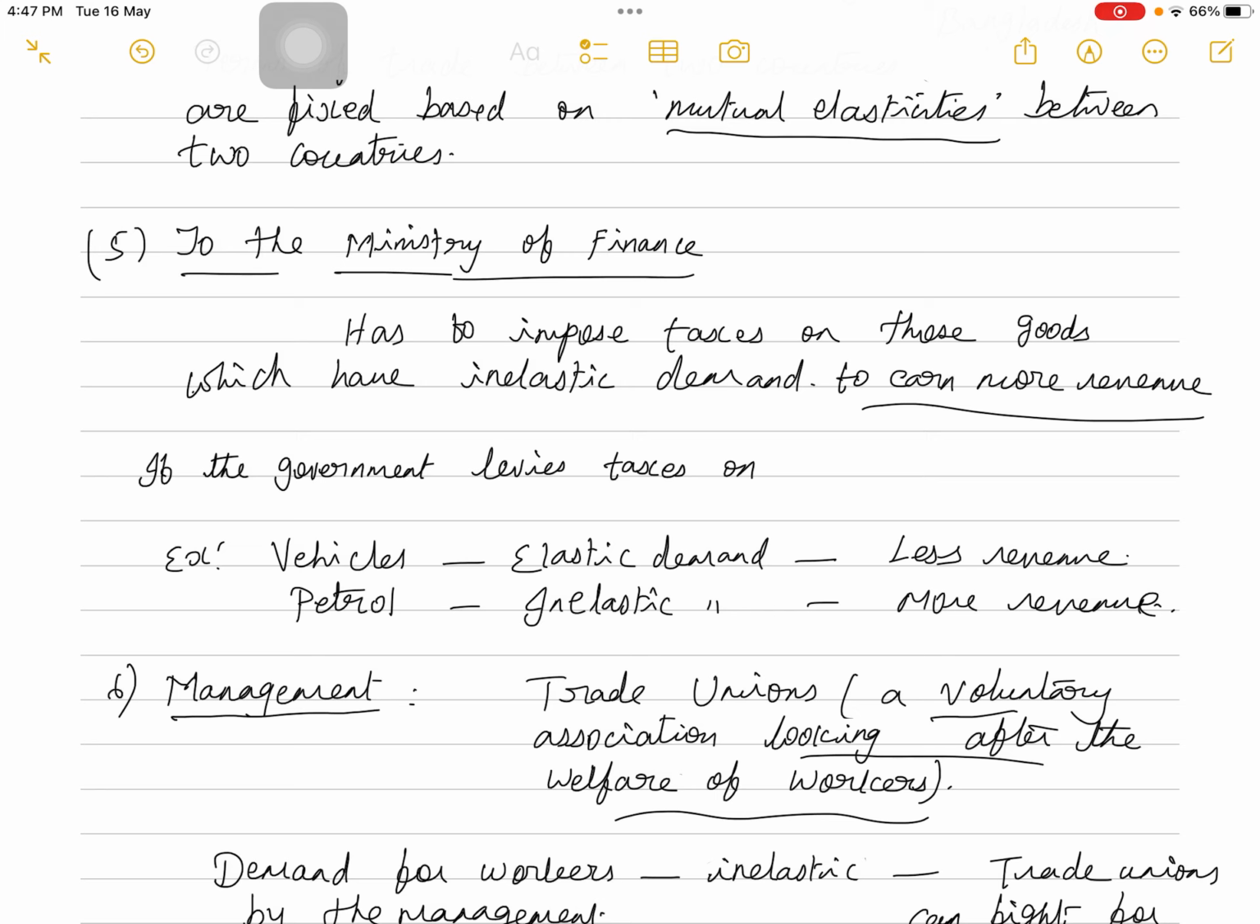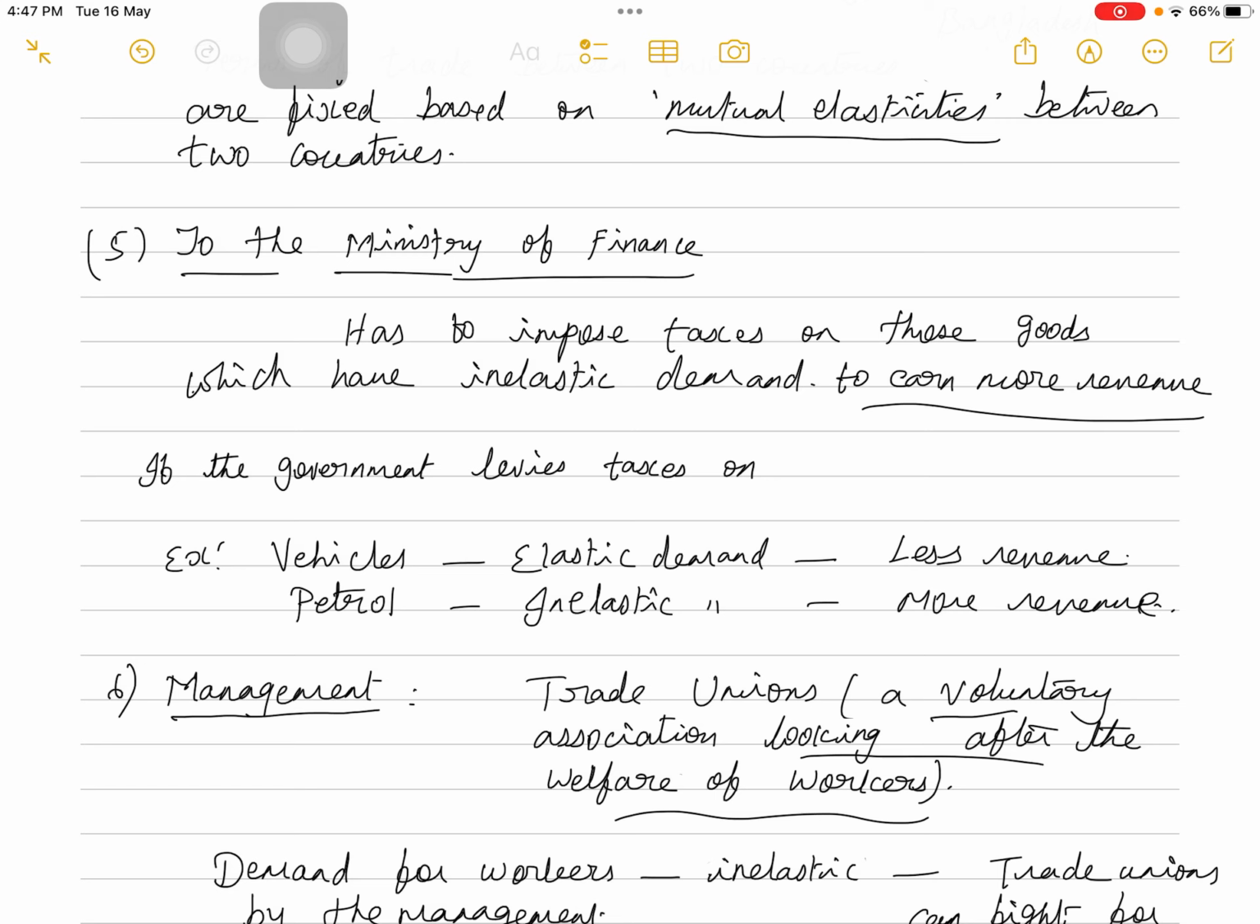On the other hand, if the government imposes taxes on those commodities or services which have inelastic demand, even though morally and ethically it is not correct, still in order to earn more revenue, the government's target of realizing the revenue will be achieved, because even though the price is increasing because of the imposition of taxes, the demand will not reduce.